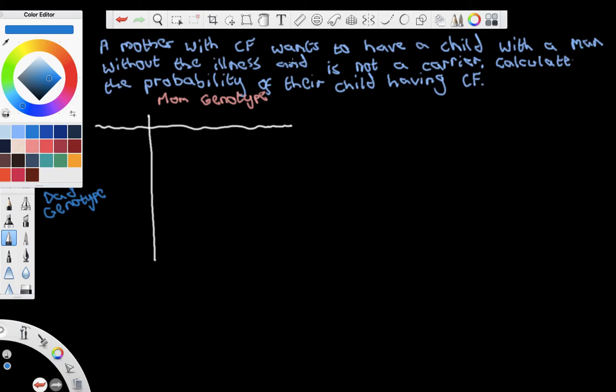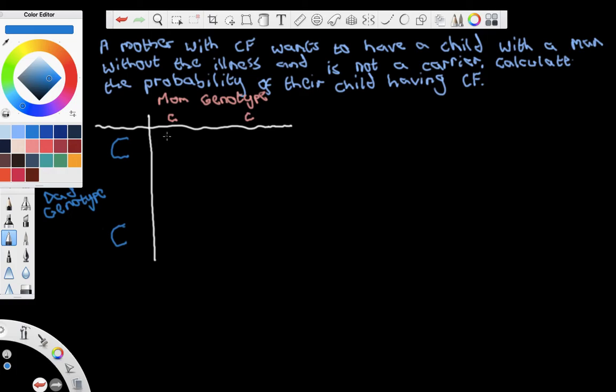In the question, it tells us that the mother has cystic fibrosis. Therefore, she must be homozygous recessive. She must have two lowercase alleles because she's got the illness. Whereas dad does not have cystic fibrosis and he is not a carrier. Therefore, dad only has dominant alleles. Dad doesn't have any lowercase alleles because he's not a carrier and he doesn't have the illness. So he must be homozygous dominant.